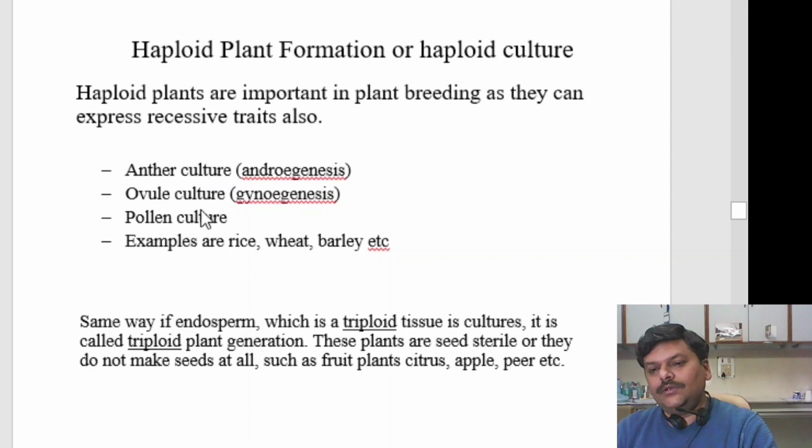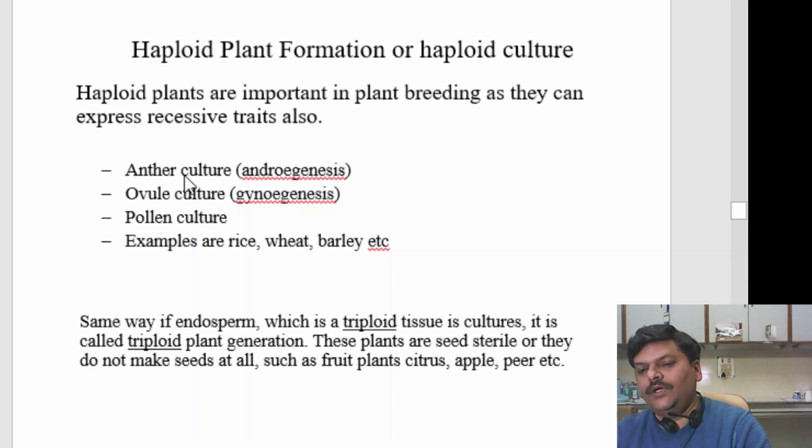So there are some terms as far as haploid plant development is concerned. Anther culture is called androgenesis. Ovule culture is called gynogenesis. If we are taking anthers, what are anthers? Anthers are the tissues where pollens are there in a flowering plant. So there are two ways: either we tissue culture the anther itself, or we tissue culture isolated pollens from the anthers.